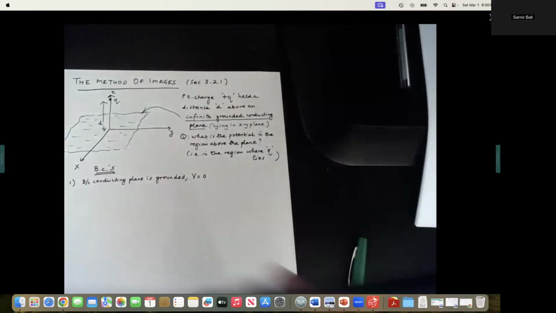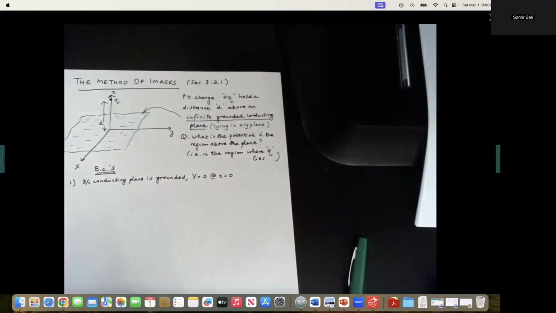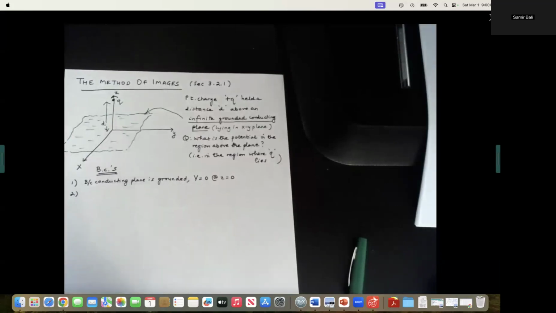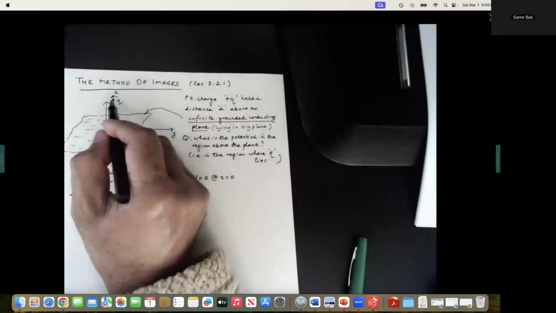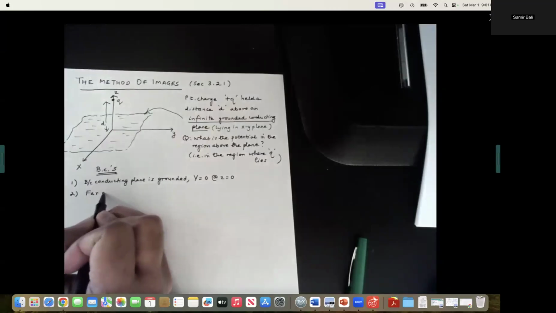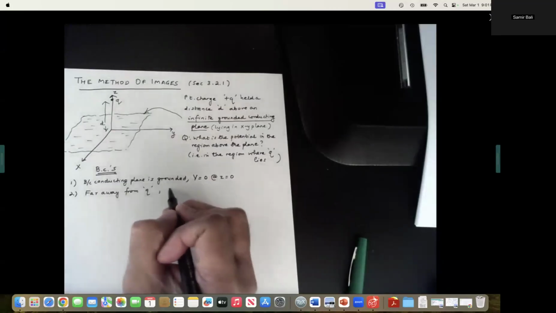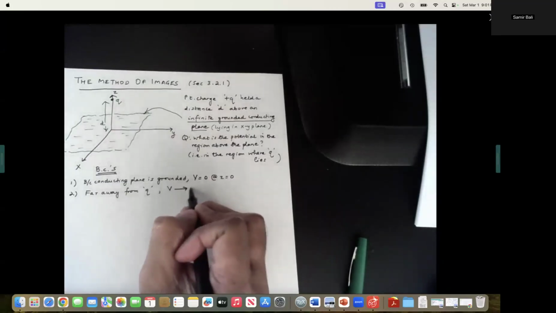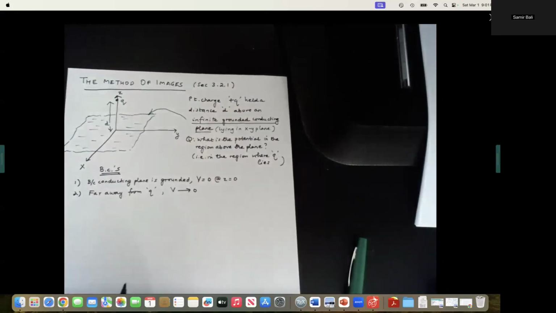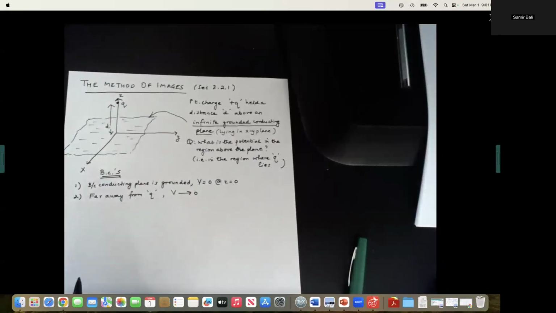Okay, so that means that z is equal to zero. So that's your first boundary condition, that the potential is zero at z equals zero. And the next boundary condition is that far away from Q, so above the plane and far away from Q, as you know, far away from Q, the potential must go to zero, right? At far away locations near infinity, V must go to zero. Okay, so those are my boundary conditions.